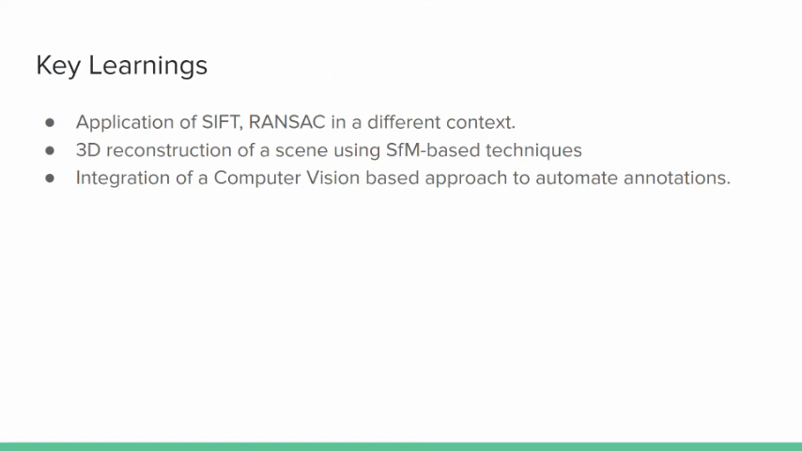So let's move on to the next section where we discuss the key learnings and takeaways that we as students have from this particular work. So firstly, we learned the wide variety of applications of SIFT and RANSAC for various modeling and rendering purposes. We learned how we can reconstruct a 3D scenery with a handful of images at different orientations and different types of images. Last but not the least, we saw how computer vision can automate certain mundane manual tasks like annotating images in a very efficient manner.